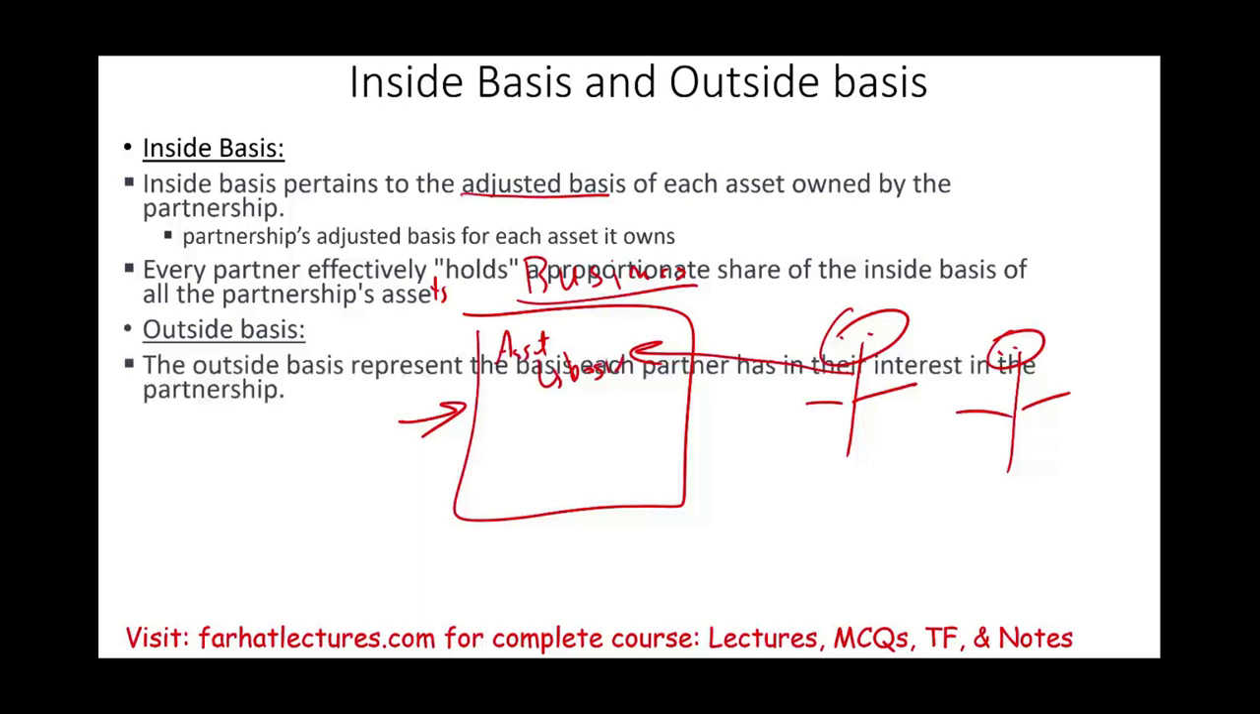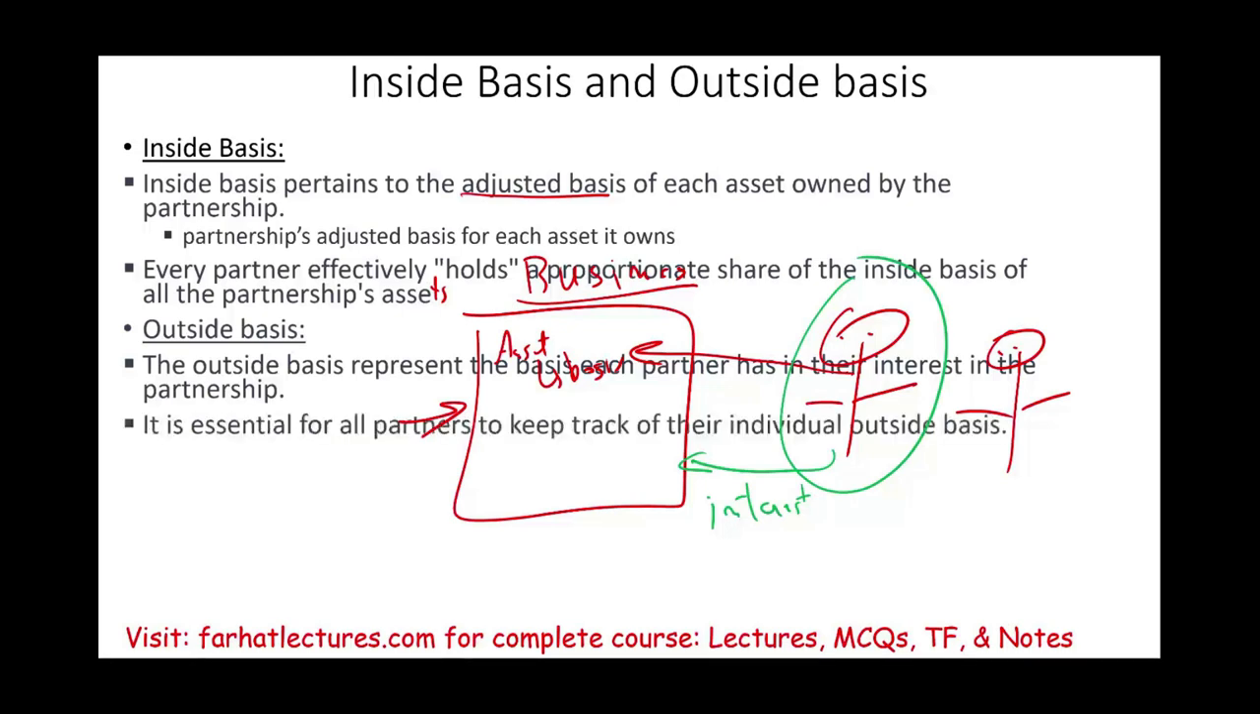What is the outside basis? Outside basis represents the basis of each partner in their interest in the partnership. So these individuals on the outside, the partners, they own interests, a percentage in the partnership. This is the outside basis. So notice the inside basis is the basis of the assets that the partnership owns. Outside basis, which we'll most likely be dealing with initially, is the basis of the partners themselves. How much do they own of the partnership?